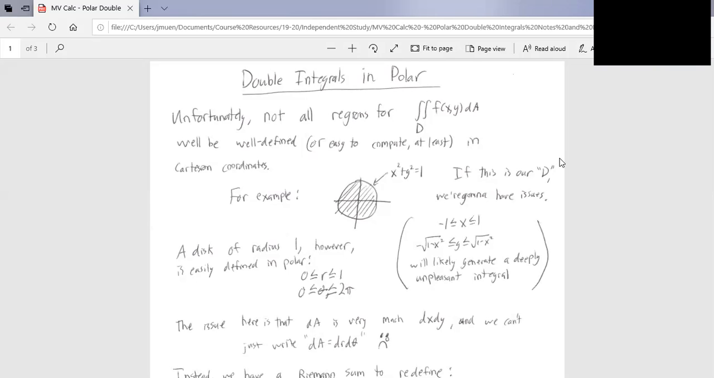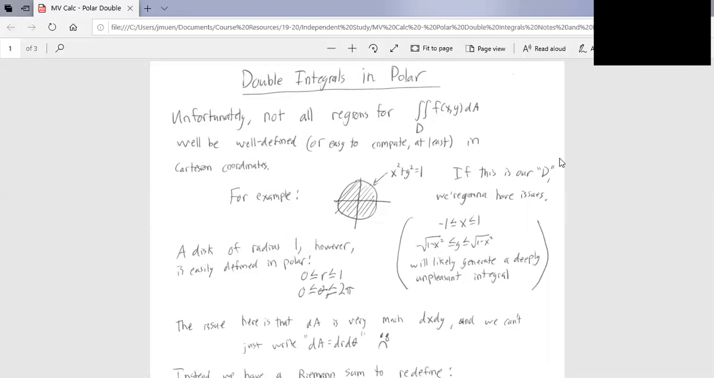So we might look at the double integral of f of xy dA and say, well, what if it's like a disk? So what if it's x squared plus y squared equals 1? If we try and do this with Cartesian coordinates, our best bet might be to put x between -1 and 1 and put y between -√(1 minus x squared) and √(1 minus x squared). But unless we have a very kind function, this is likely to generate a deeply unpleasant integral. This is likely to not be particularly helpful.